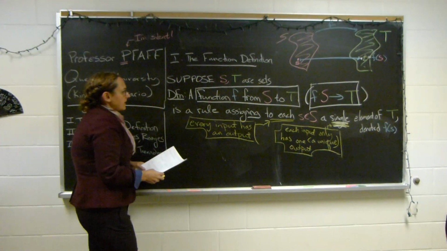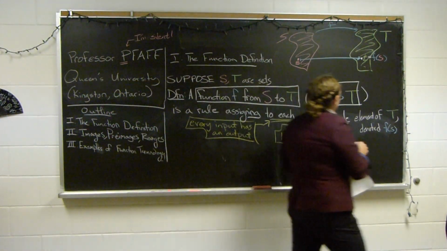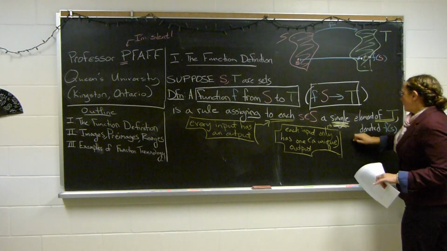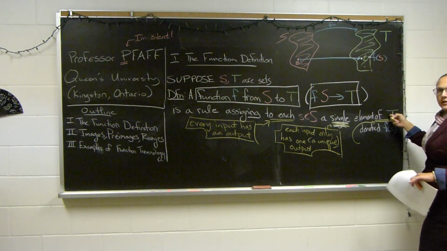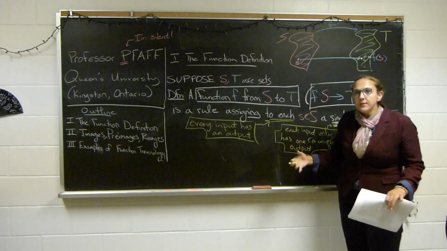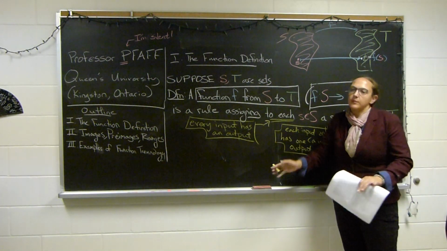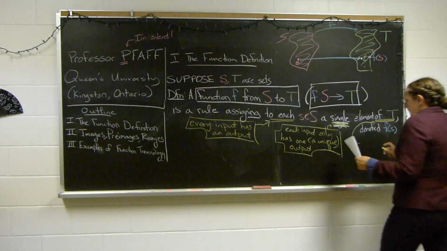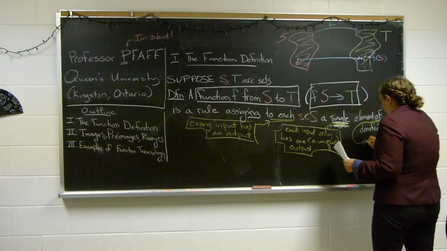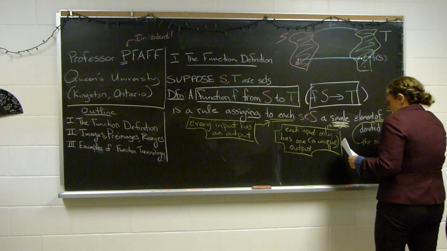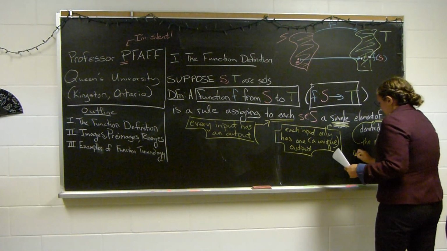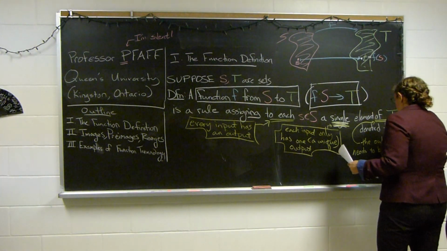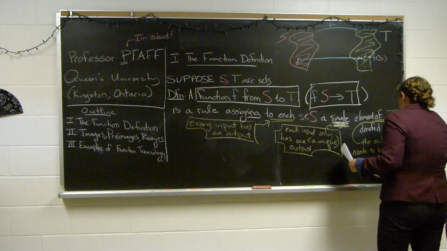Okay? And the other part that I talked about is that I actually want that output to be in T. So if I said that my set of outputs were the positive real numbers, then my output had better be a positive real number. It can't be a negative real number, something like that. Okay, so the output needs to be in T.